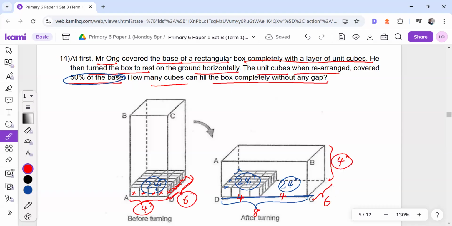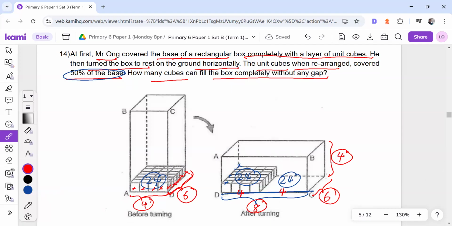Before we continue, do you understand how you get 8, 6, and 4? Everybody understand? Janelle, do you understand how to get 8, 6, and 4? Okay. All right.